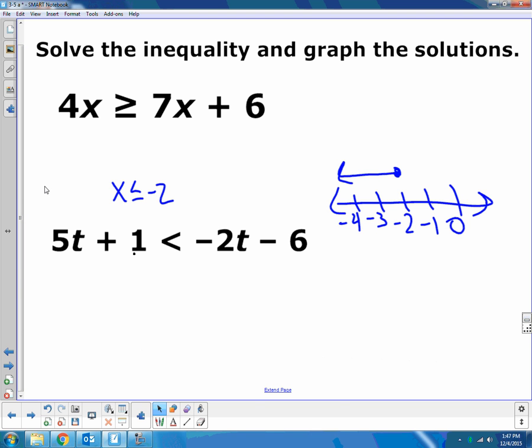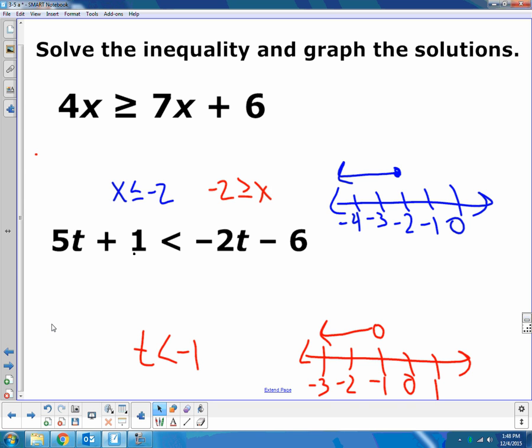If you've tried it on your own, I will say that once you have an answer, if you have this flipped around, if you have -2 is greater than or equal to x, that's the same thing. And so that's fine. It works. As long as it's still eating the bigger number, as long as it's still eating -2 and pointing at x, you're good. Same thing here. If you have t is less than -1, great. If you have it the other way, where -1 is greater than t, as long as it's still pointing at t and eating -1, you've done it correctly. Otherwise, watch the linked video to see how it's done.